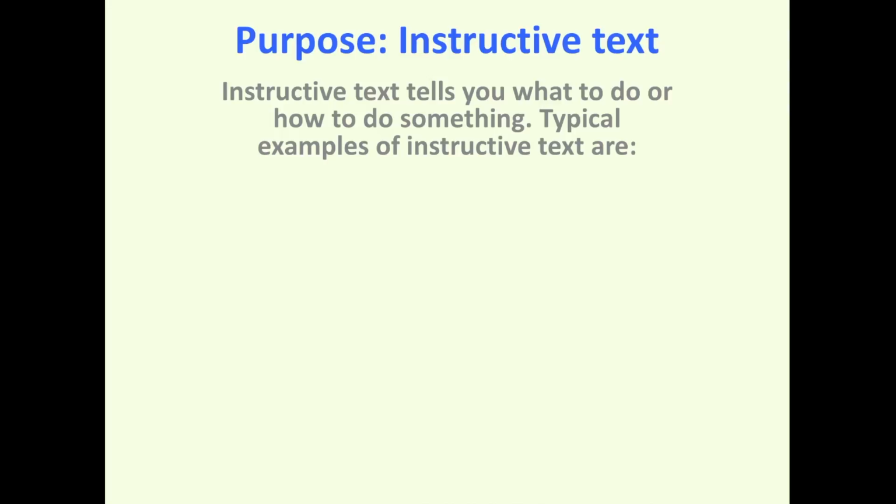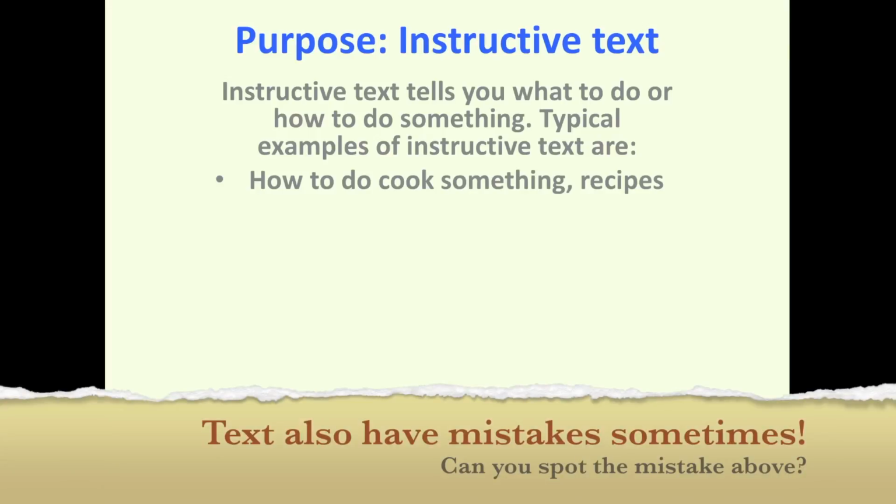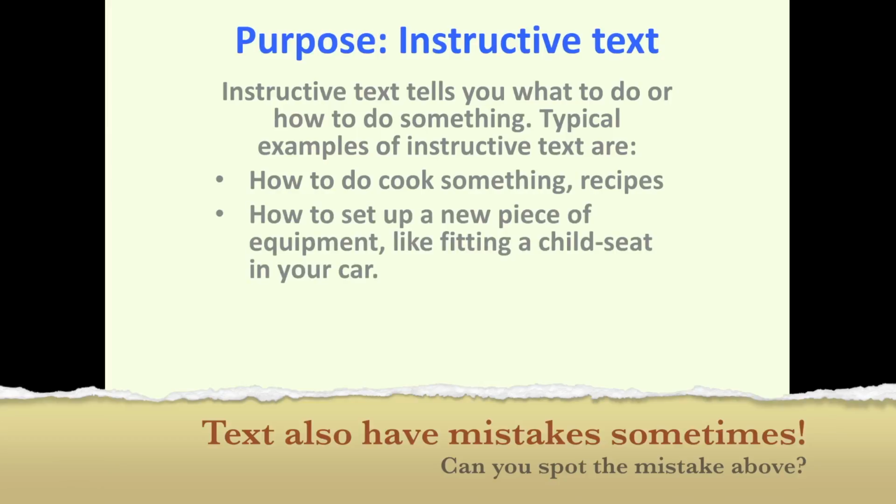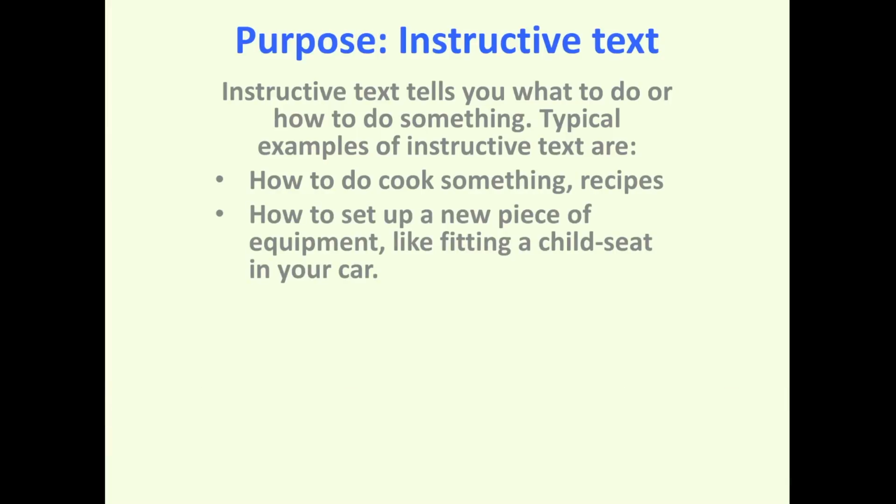Typical examples of instructive text are... Before we look at that, have a little think about whether you can think of any examples of instructive text that you've read recently. Something telling you to do something or how to do something. Some examples are how to cook something, recipes, for example. How to set up a new piece of equipment, like fitting a child seat in your car.